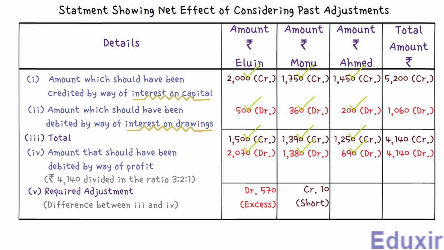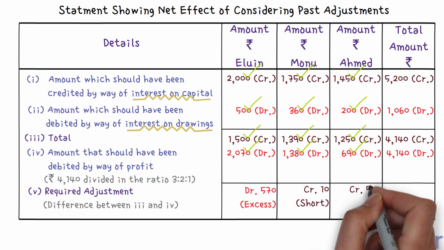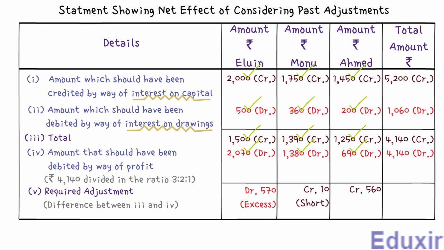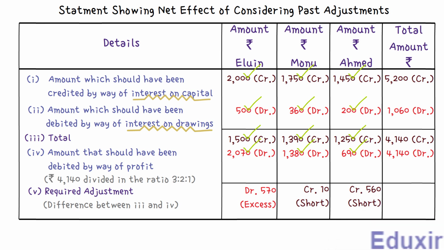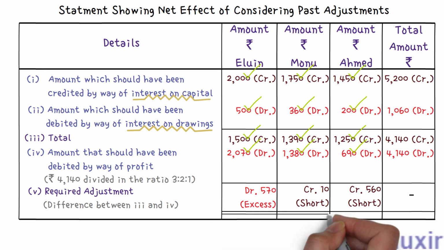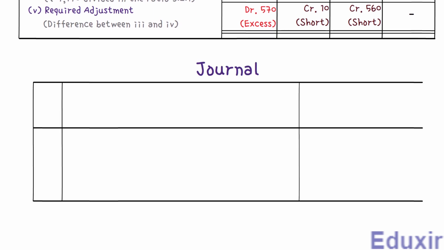Now for partner Ahmed, the difference between 1,250 rupees credit and 690 rupees debit is 560 rupees credit. See, this amount is credited because overall this much amount was shortage and was not credited earlier to this partner's capital account for partner Ahmed. Now, after preparing this table, these final required adjustment entries will go into the journal. So, let's first prepare the journal format.